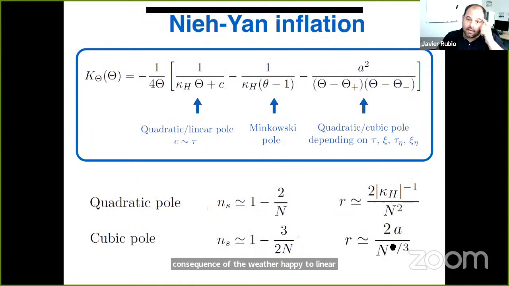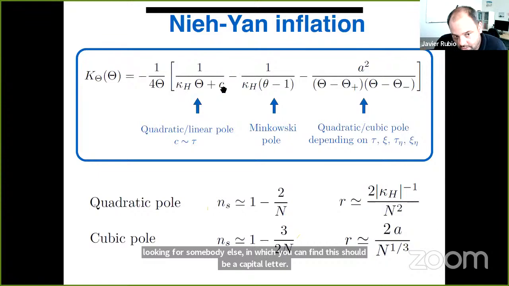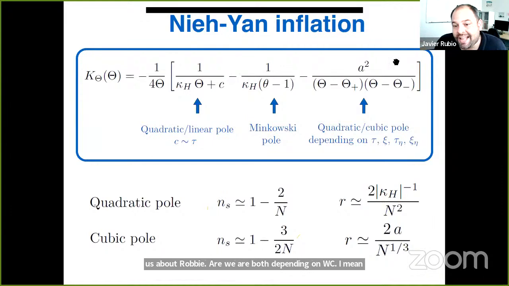We can apply the same reasoning to Nieh-Yan inflation. Here, the situation is a bit more complicated. Still, you can find variables in which you can factorize the kinetic term for the angular variable, this should be a capital theta, sorry, as a quadratic or linear pole, depending on the value of C, I mean the cozy pole that we will ignore. And there is a new pole that appears that depends on a very complicated combination of all couplings, okay?